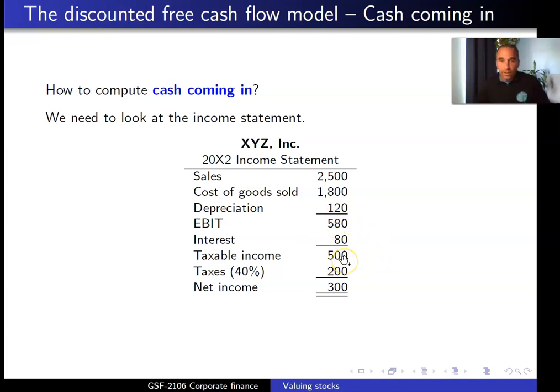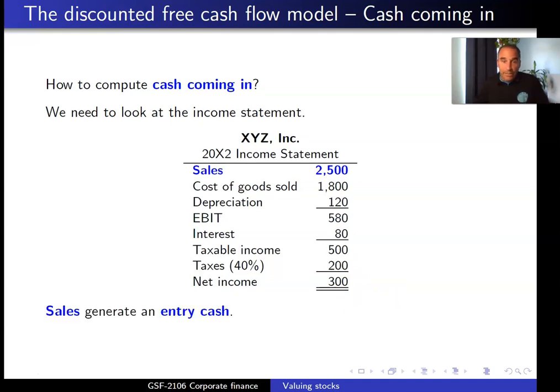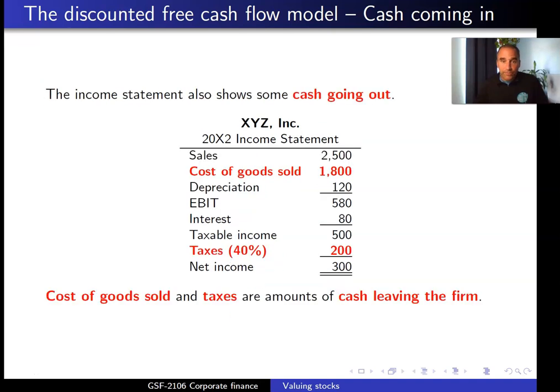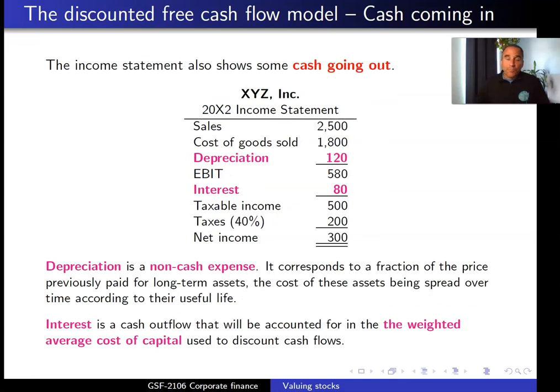We subtract interest, taxable income, times taxes of 200, 40% of 500, that's 200. So that gives us a net income of 300. Sales is an entry of cash. Cost of goods sold and taxes are amounts of cash leaving the firm. Depreciation is an accounting value, so the cash is not leaving the firm this year.